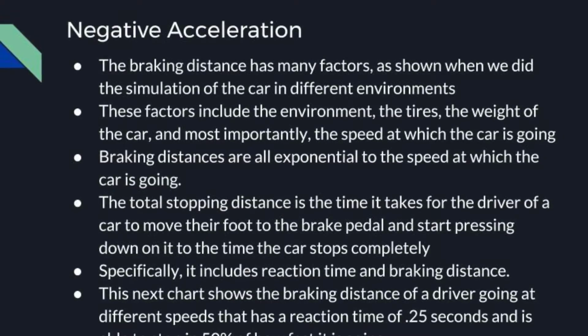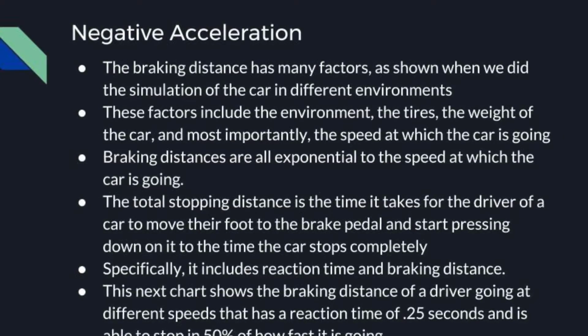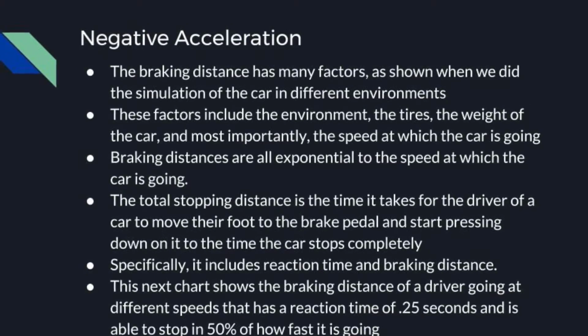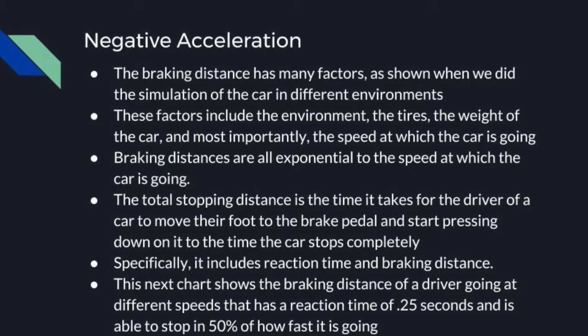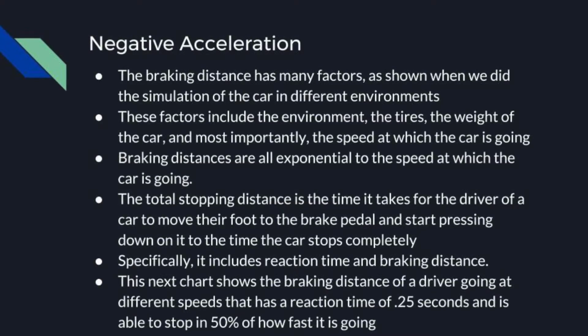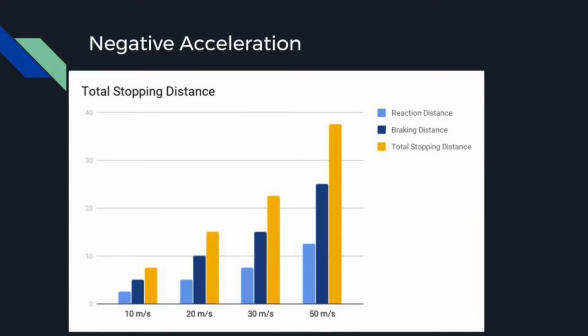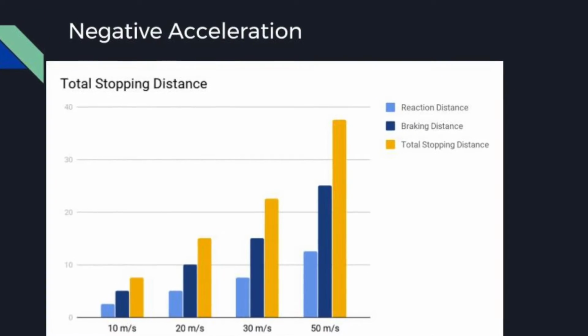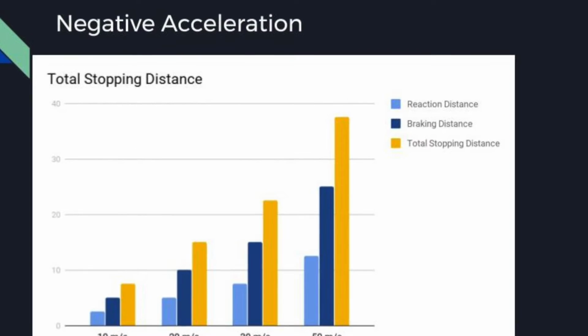The total stopping distance is the time it takes for a driver of a car to move their foot to the brake pedal and start pressing down on it to the time it takes the car to completely stop. Specifically, it includes reaction time and braking distance. This is a graph that shows the parts of total stopping time, which is in yellow. The light blue is the reaction time, and the dark blue is how long it takes for the car to stop.